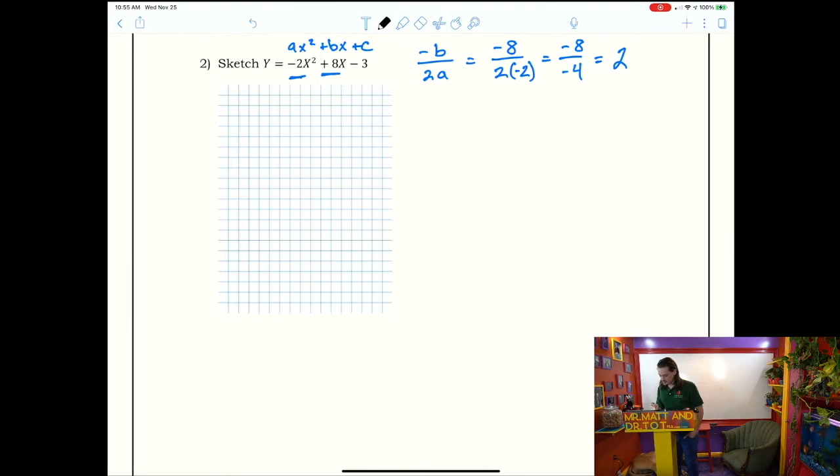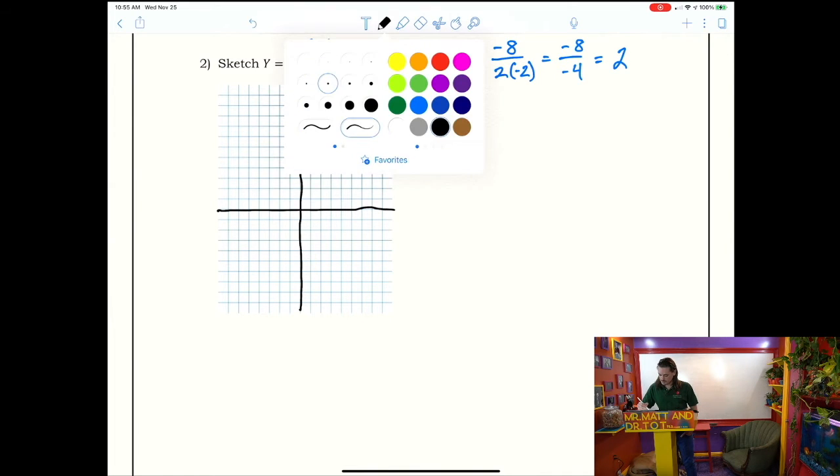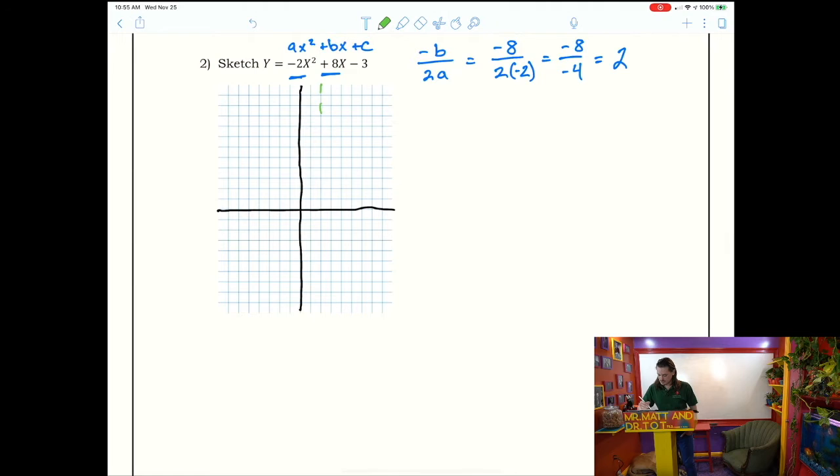So I'm just going to go ahead and draw in an x and a y axis. And then at x is equal to +2, I'm going to draw in my axis of symmetry. I know that the vertex has to occur somewhere along this vertical line. So when I'm testing values, I'm definitely interested in x is equal to +2, but I want a value a little bit to the left of that. That's going to be maybe x is equal to +1. A little bit to the right of that would be +3.